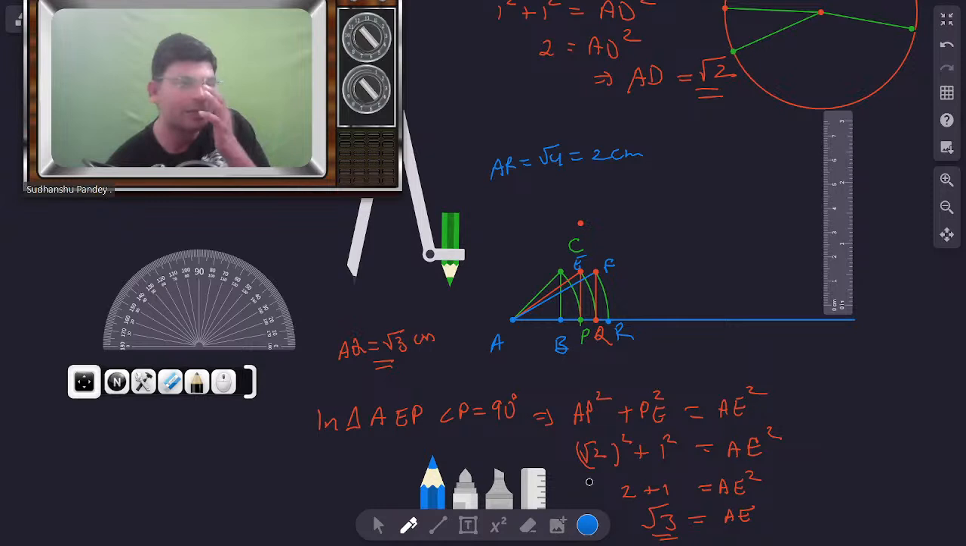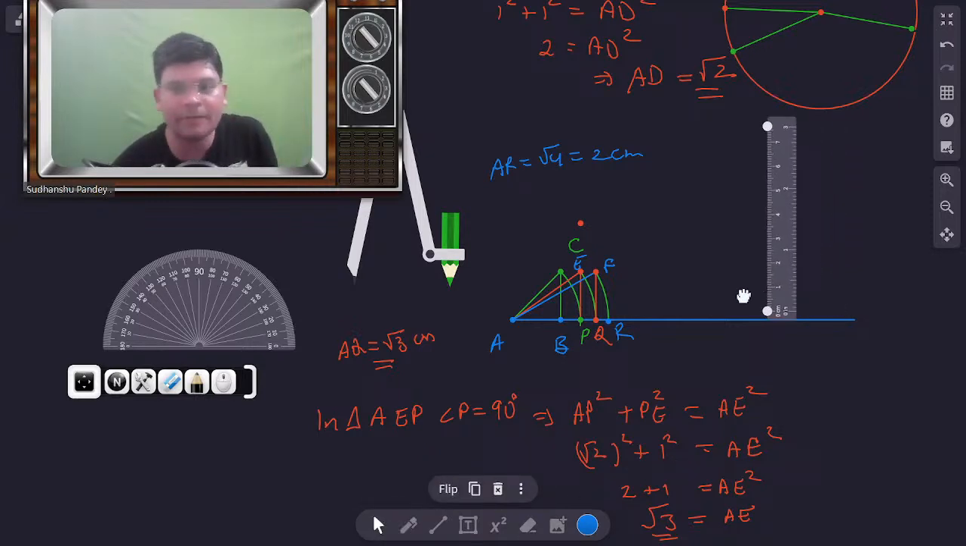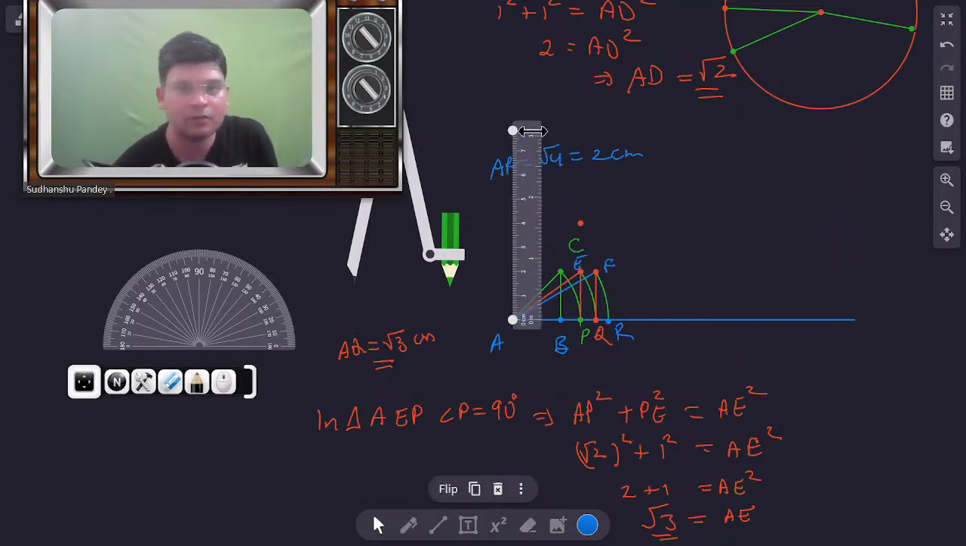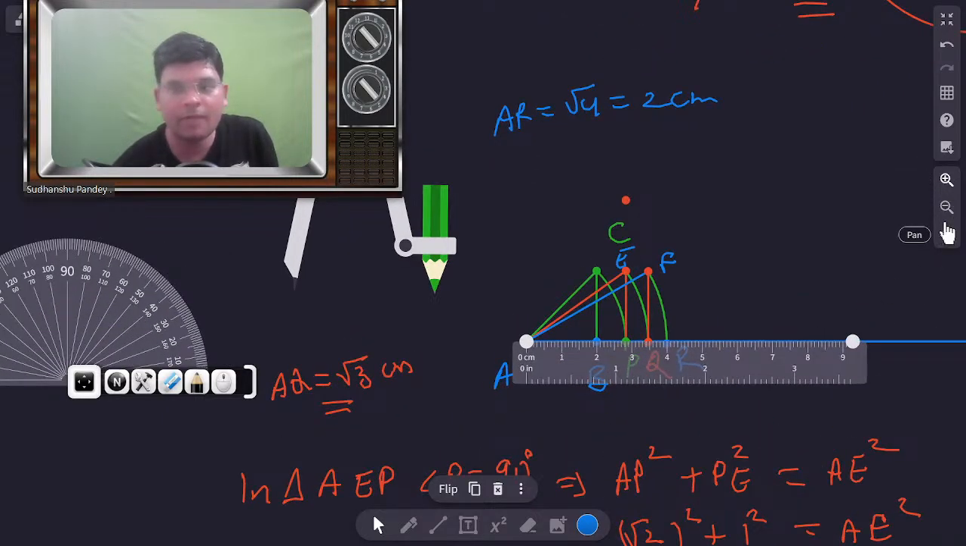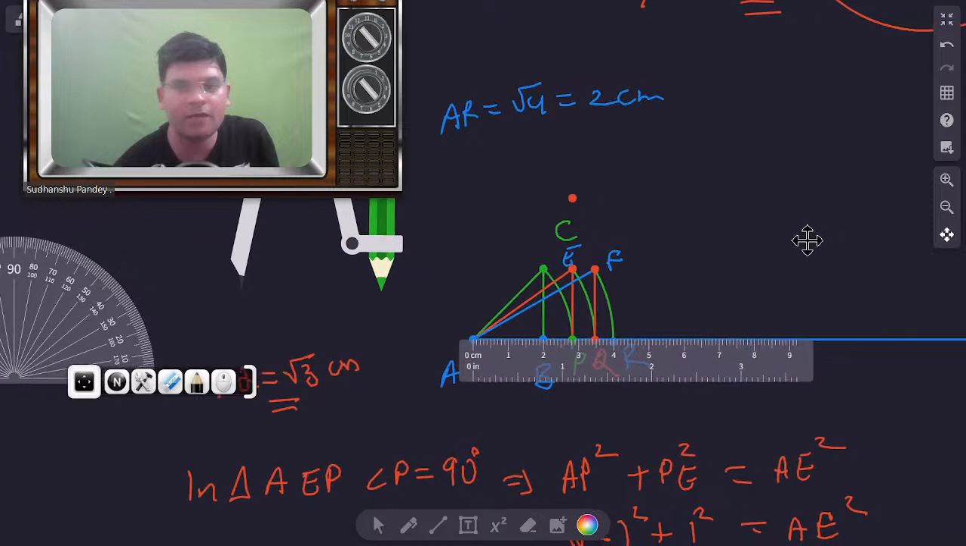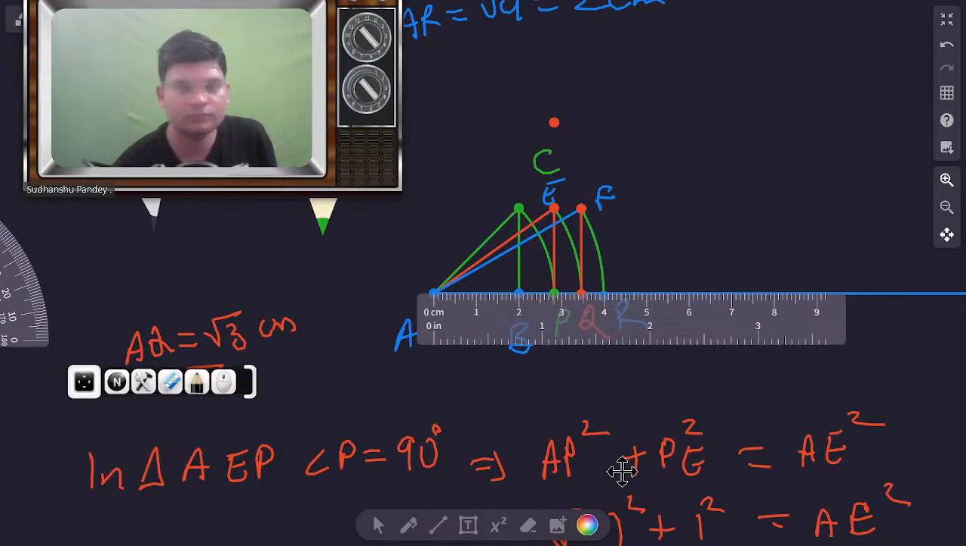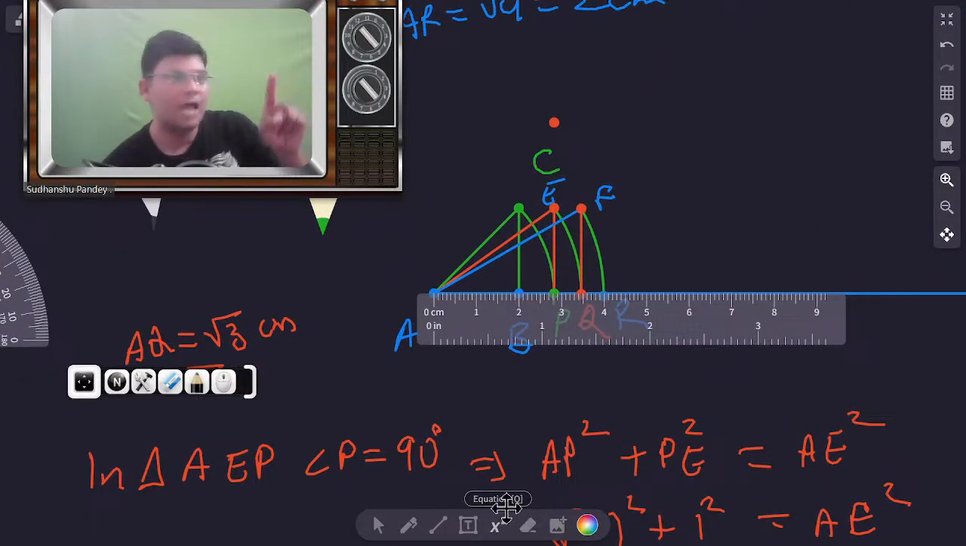Please mark it. In my case it will come as 4 centimeter. See this. देखो 4 सेंटीमीटर आया कि नहीं, क्योंकि मैंने 2 सेंटीमीटर को 1 सेंटीमीटर लिया हुआ था. आपके केस में 2 सेंटीमीटर आएगा.